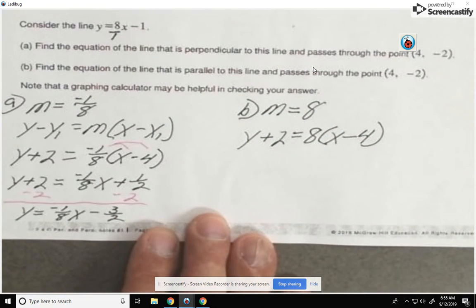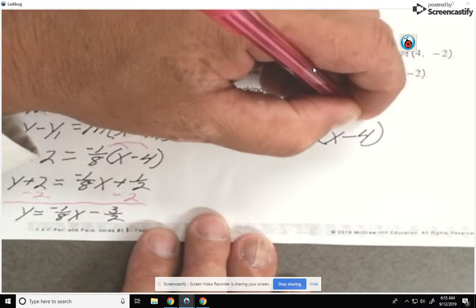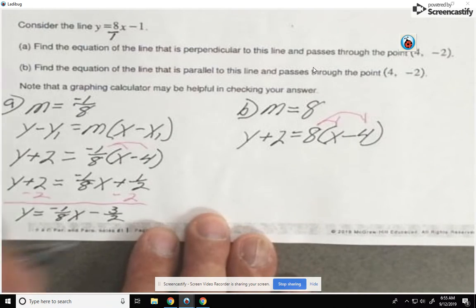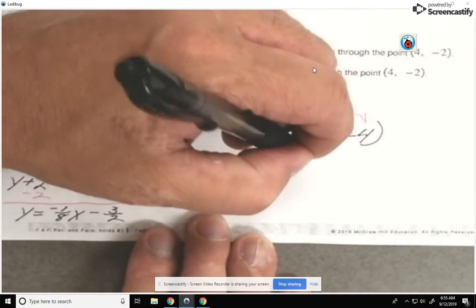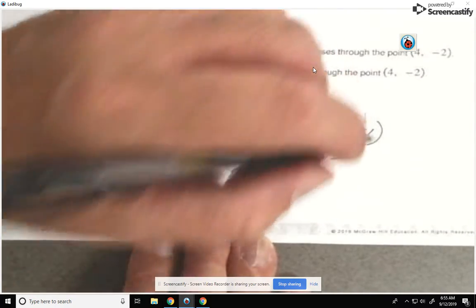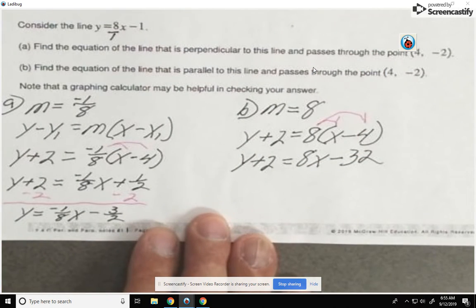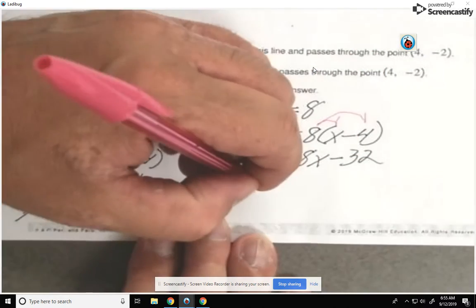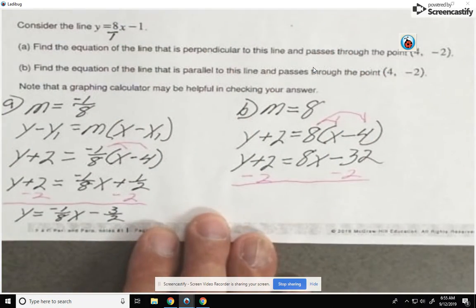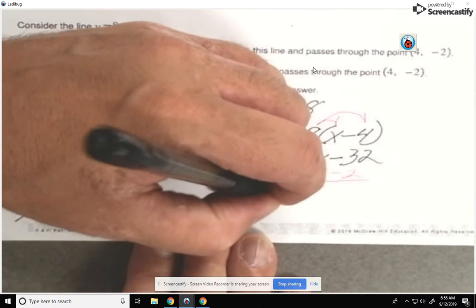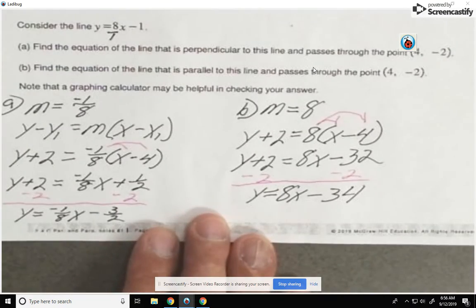So this is our equation, and again we run through the same 2 steps. We distribute the number in front of our parentheses. So we get y plus 2 equals 8x minus 32, because 8 times 4 is 32. Second, we subtract 2 to get a final answer of y equals 8x minus 34.